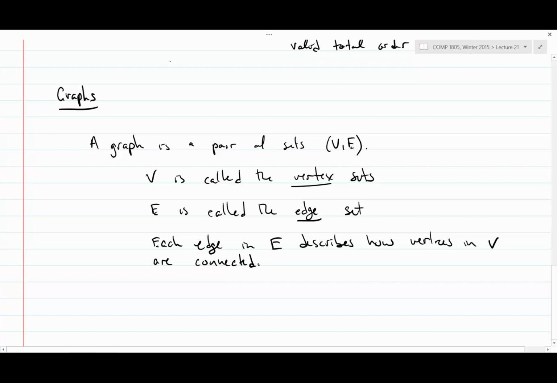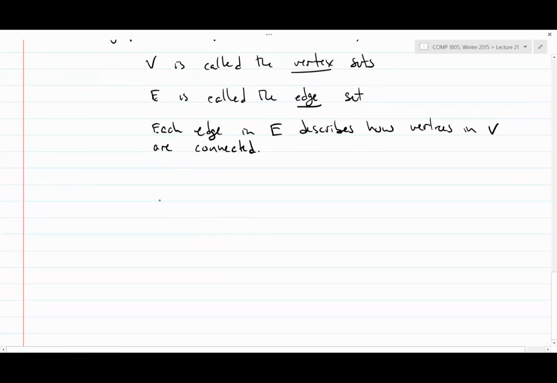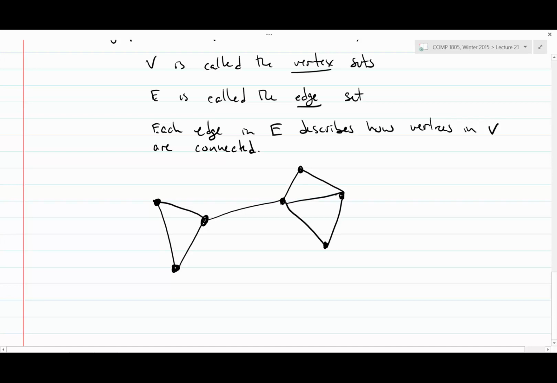So these vertices are connected in various ways, and the edge set describes what those connections look like. I'll give you an example. Maybe I have a graph that looks like this. The black circles are the vertices, and the black lines are edges. So this is a perfectly good graph.